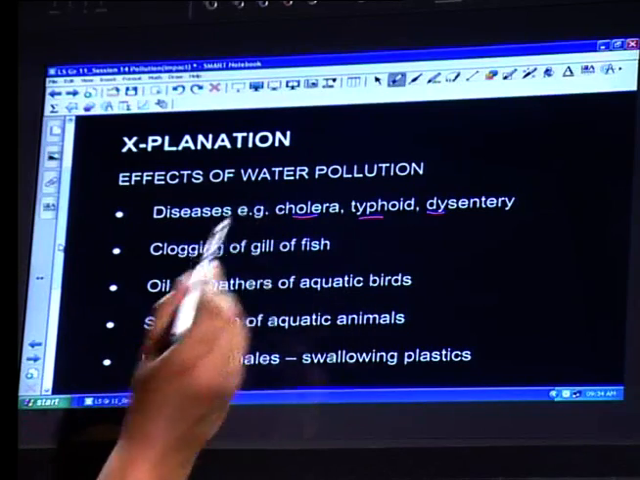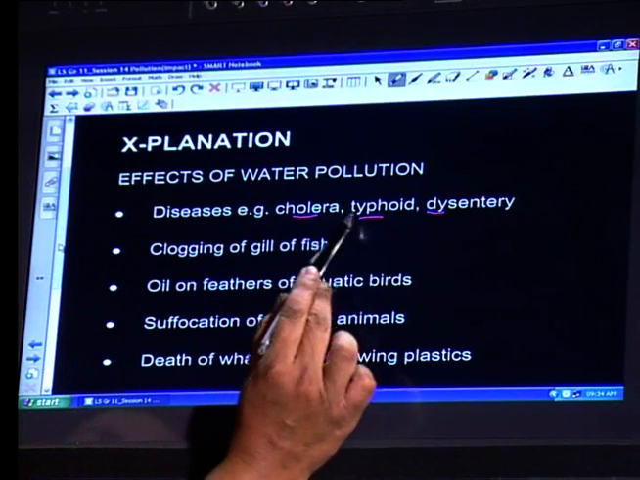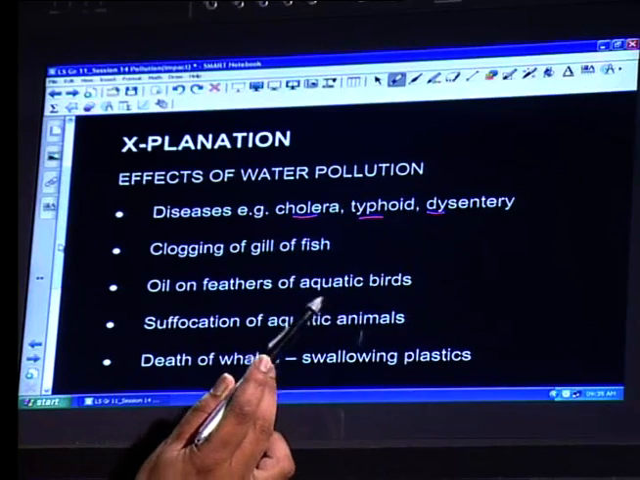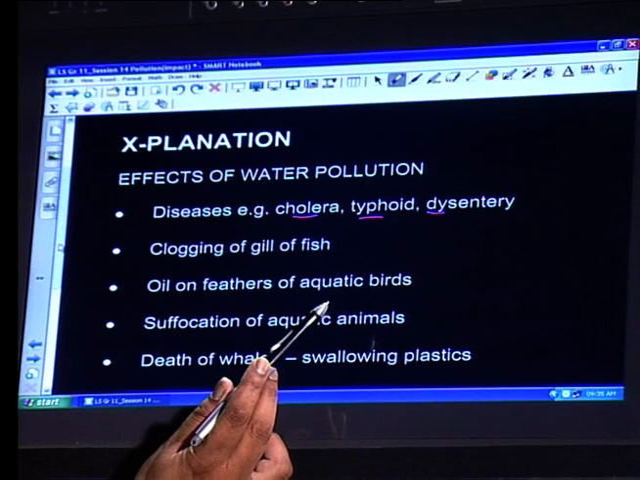Right, effects of water pollution. Remember the diseases: cholera, typhoid, and dysentery. These are waterborne diseases and not airborne. Remember, airborne is pneumonia, bronchitis, emphysema, lung cancer. Those are respiratory diseases. But diseases that come from drinking contaminated water are cholera, typhoid, and dysentery. So in your multiple choice, questions like this can occur, and then you've got to pick up the words that are related to water diseases and then air diseases.